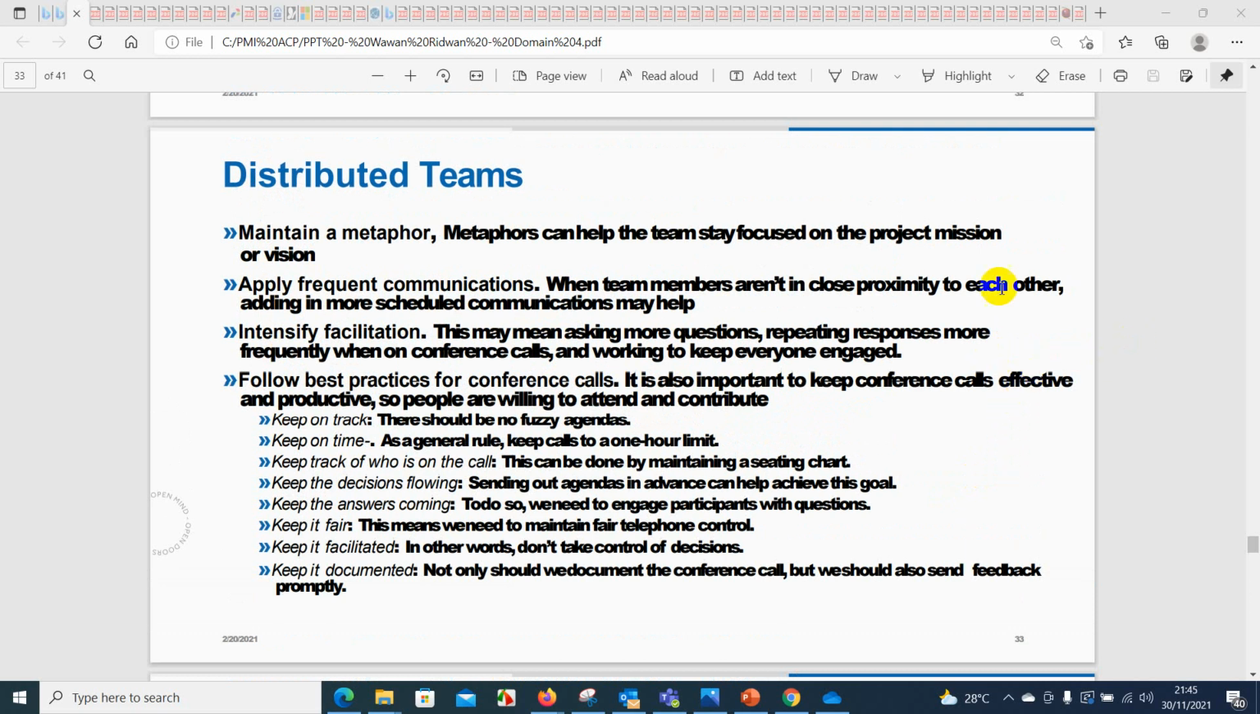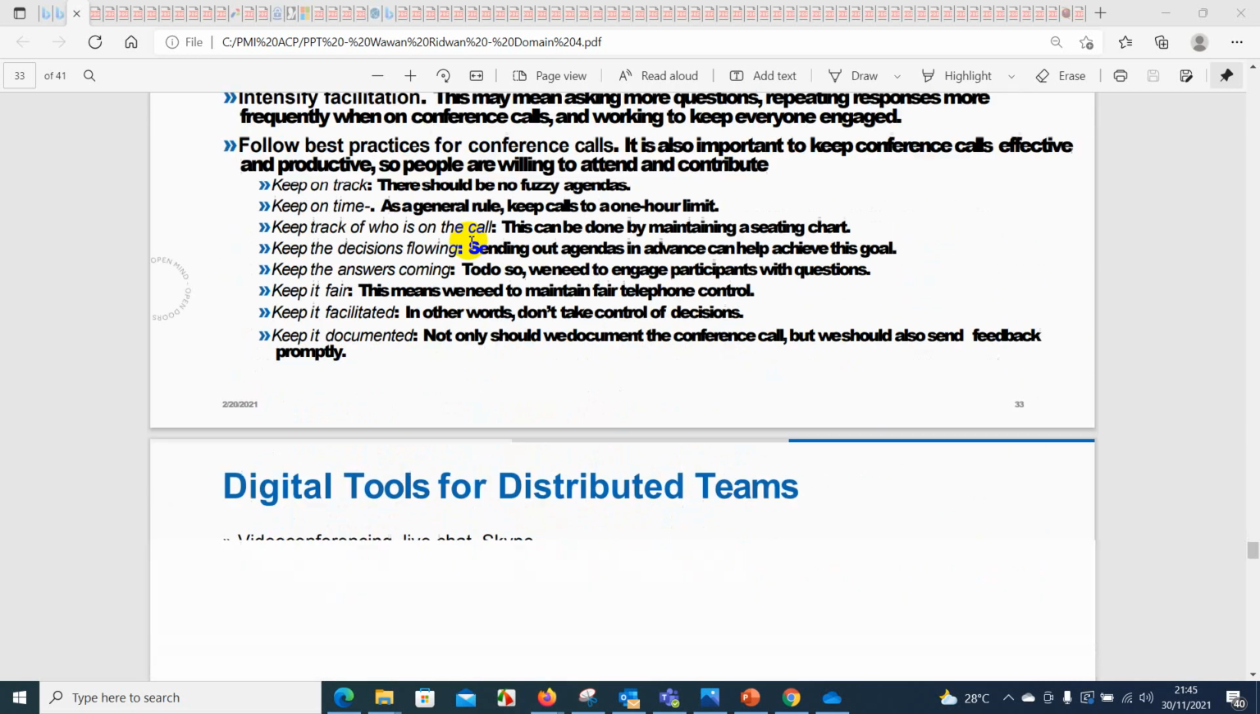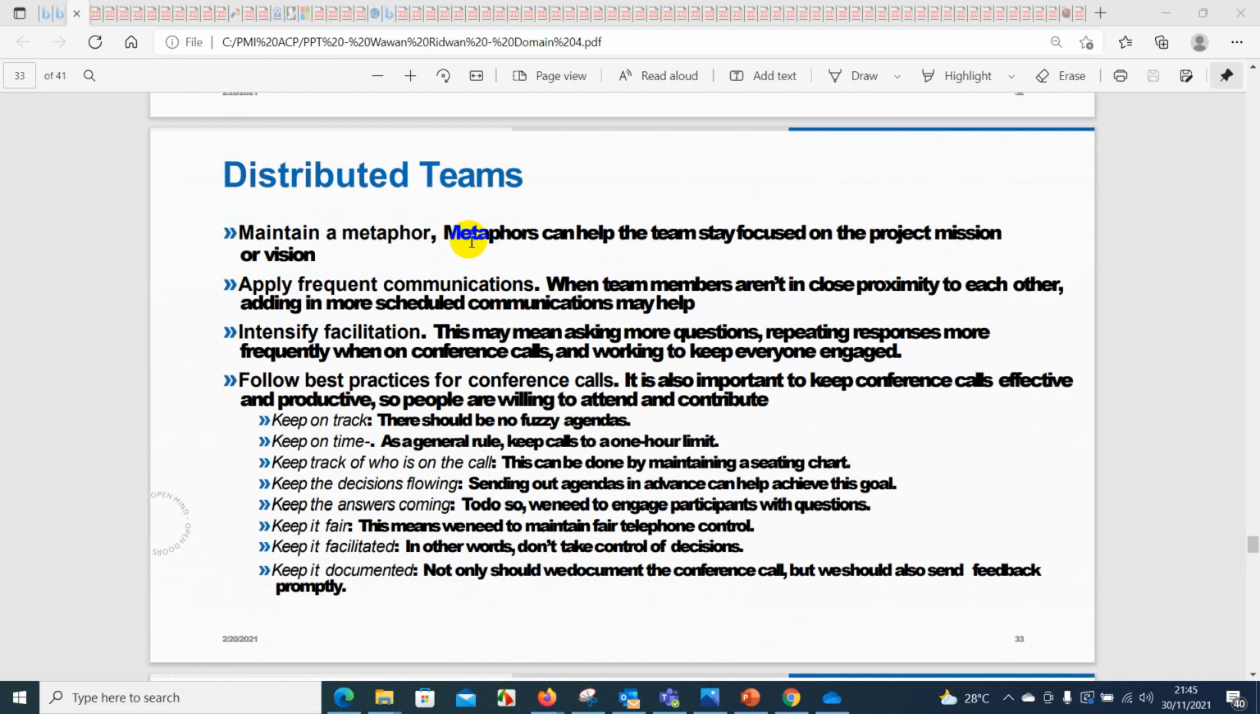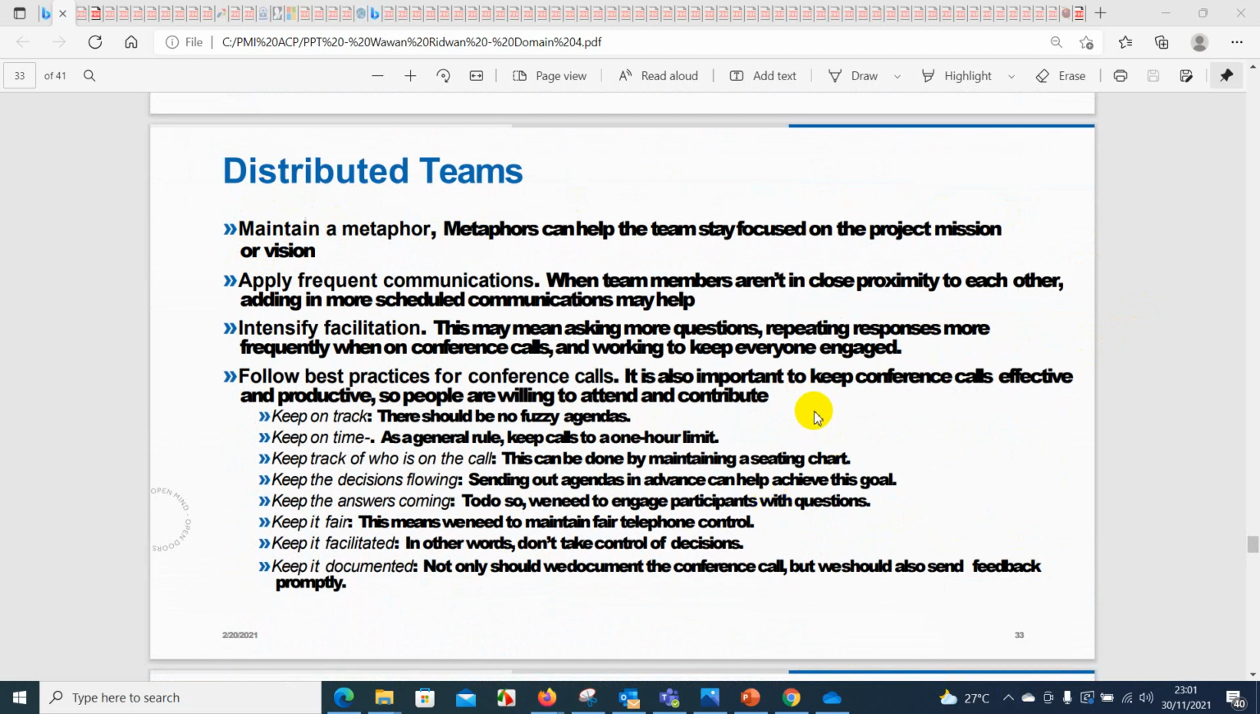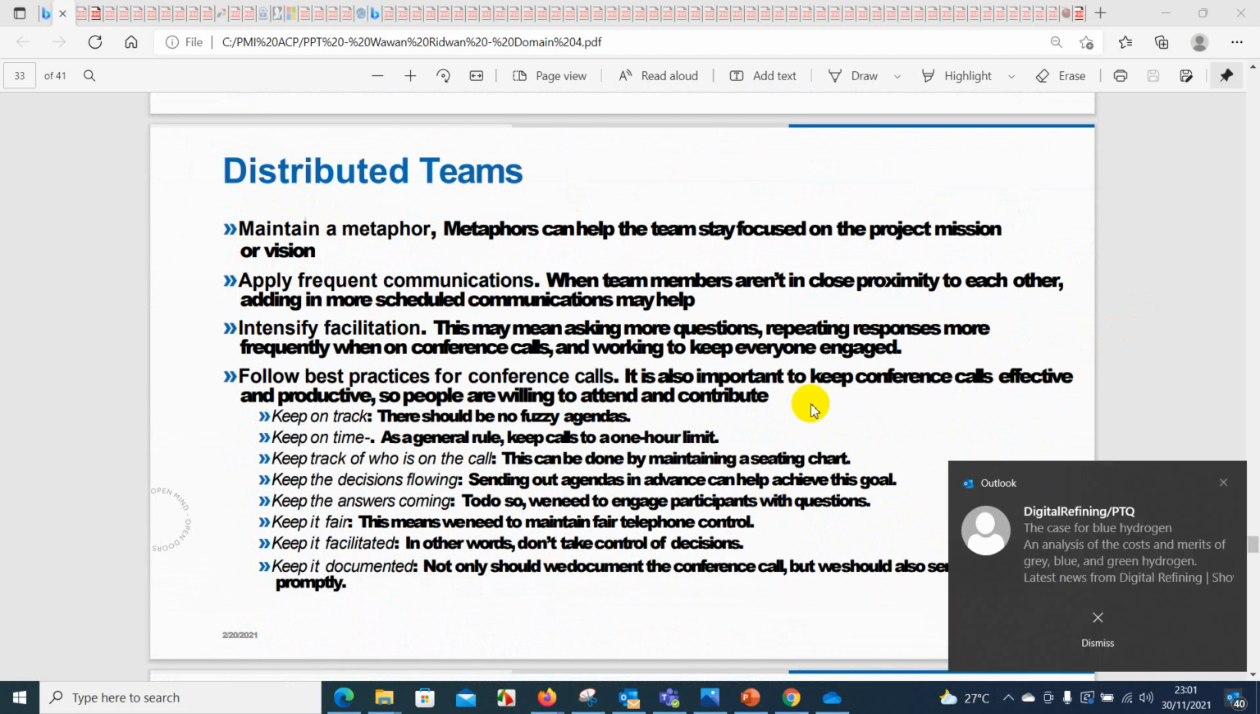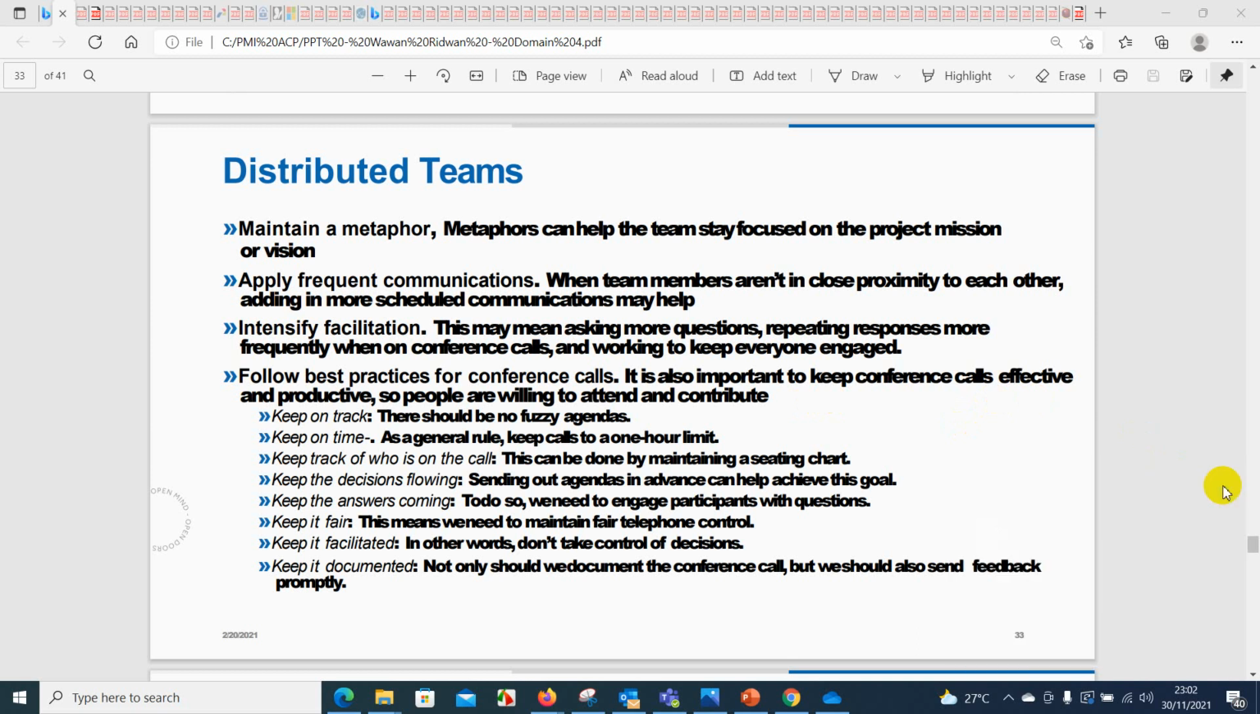Okay, maintain a metaphor. A metaphor can help the team stay focused on the project mission and vision. Jadi dia sebagai inilah guidance. Kita lanjutkan distributed teams. Maintain a metaphor.